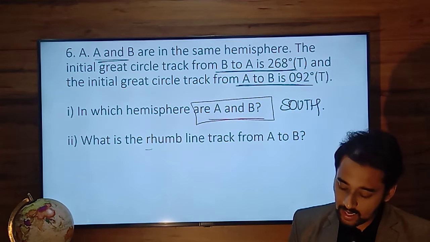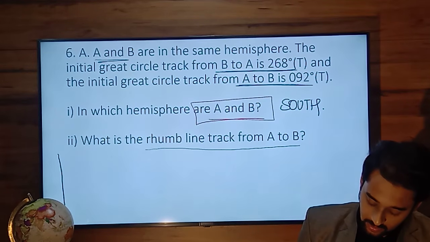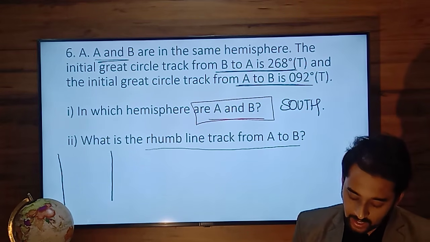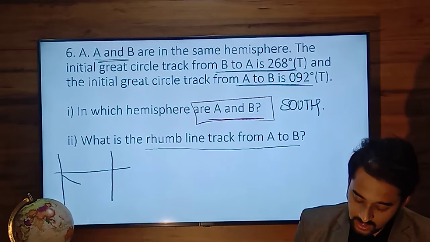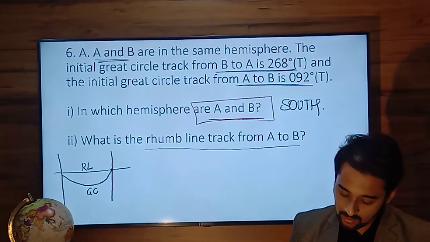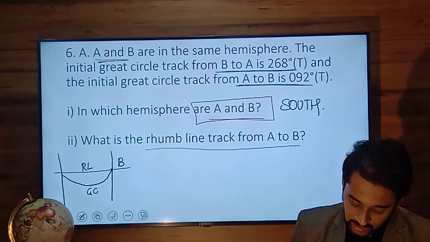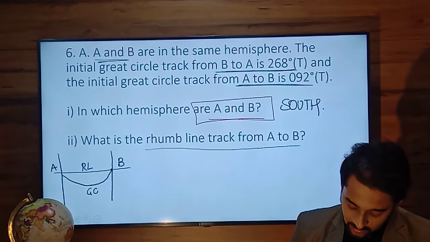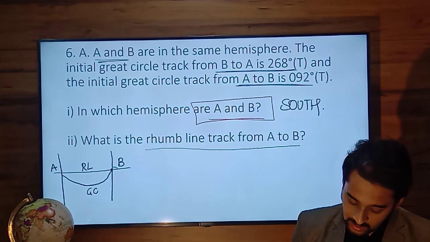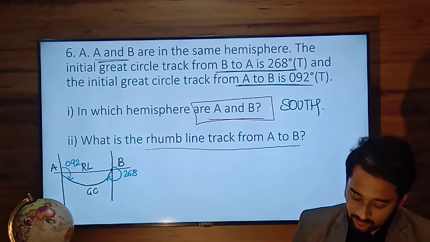Now what is the rhumb line track from A to B? Let's do it here itself. B to A, so we are in the south hemisphere, so we have this great circle, we have this rhumb line. So B is here, A is here. B to A, your great circle was 268. A to B it was 092. Rhumb line from A to B.